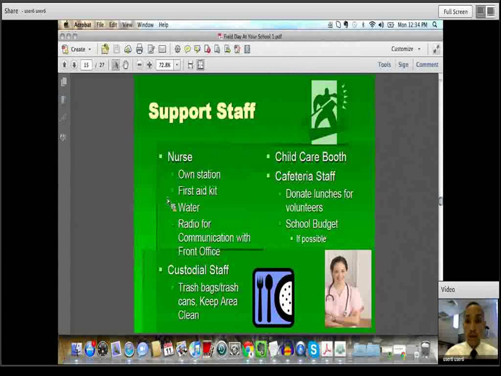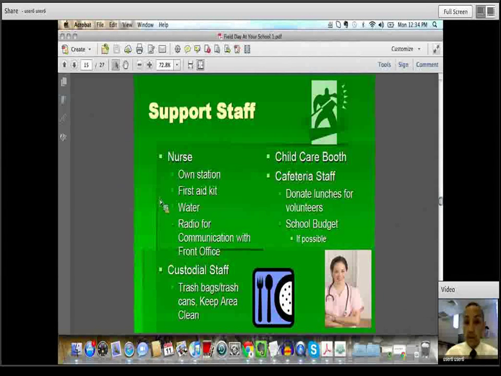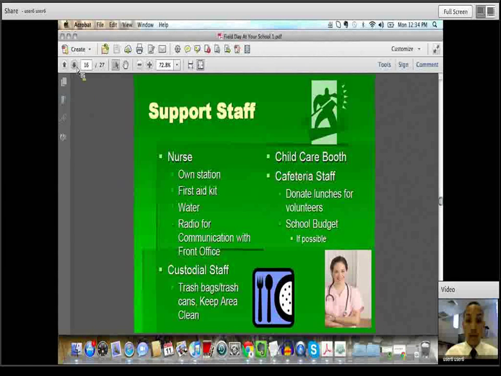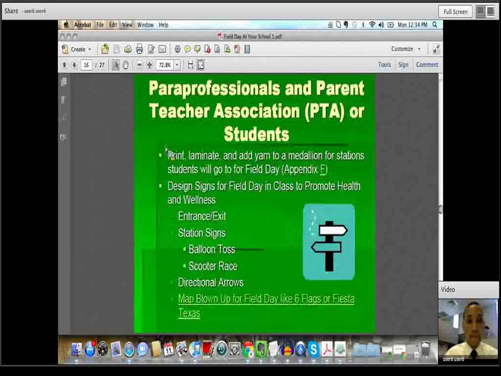There should also be a child care booth, and the cafeteria staff can be an important component of the field day to donate lunches for volunteers if feasible. Paraprofessionals and PTA or teachers on campus can also print, laminate, and add yarn to a medallion. The medallion is very important for the stations that the students will go to for the field day.